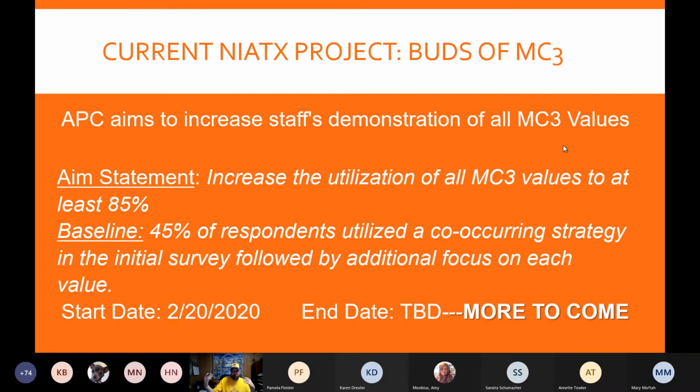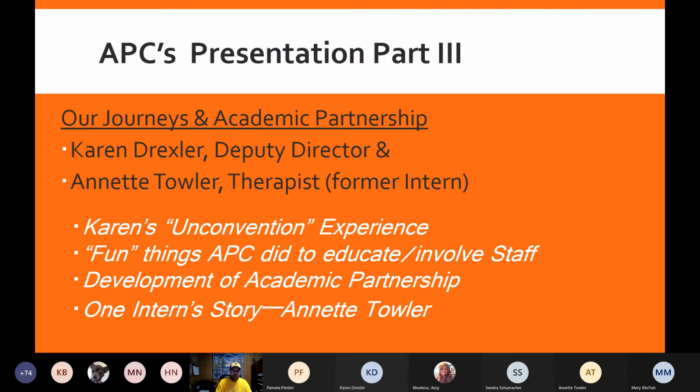Part of what I'm doing, and part of being on the MC3 steering committee, is that I'm a part of the academic partnership committee, and I supervise an intern. Our hope is to get that into the universities and start getting them to adapt these values. To me, that was a no-brainer because it's so related to the NASW Code of Ethics. So I'll keep my time abbreviated and short here.